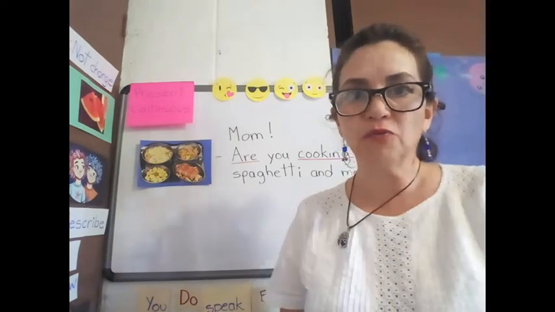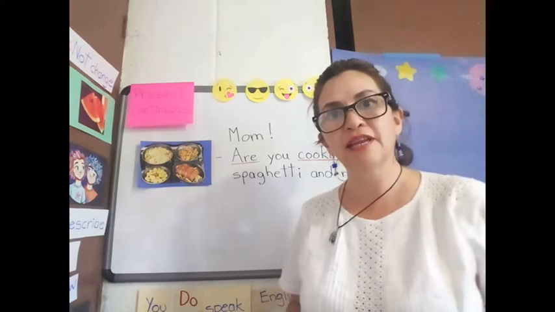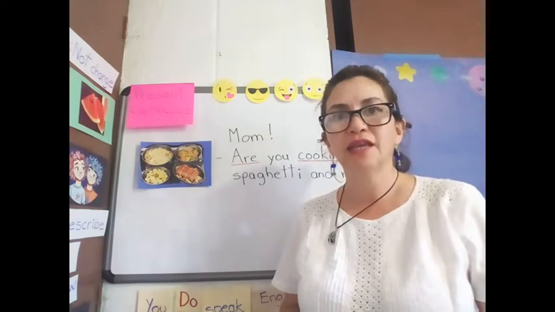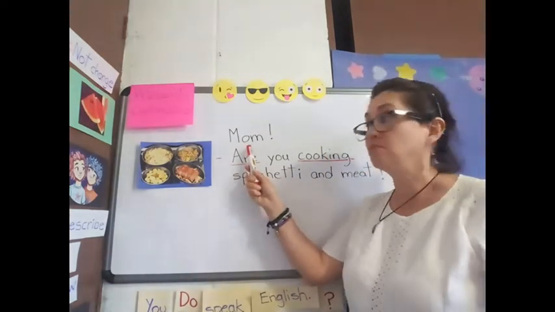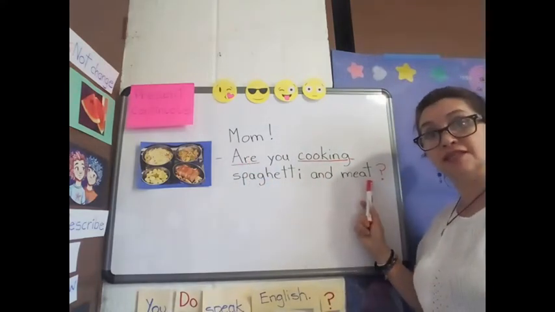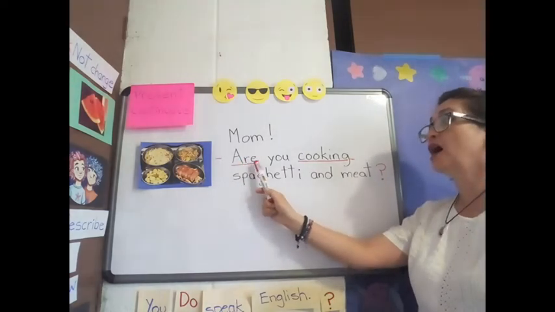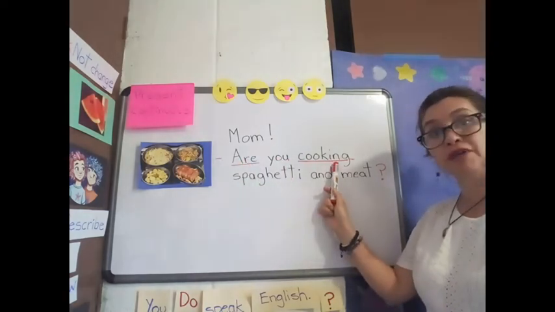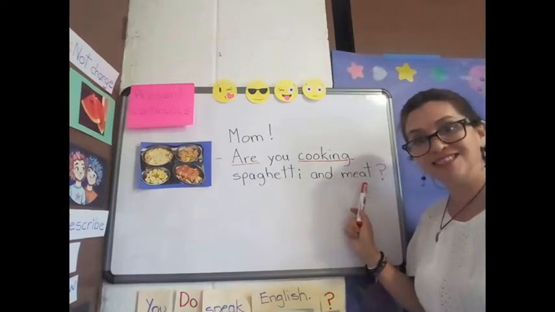Now let's see one more sentence in question form. Remember the sentence that I said, my mom is cooking delicious food. My mom is cooking spaghetti and meat. Now let's make this into a question. Mom, are you cooking spaghetti and meat? First, the verb to be, are. Are you cooking? Verb ing. Are you cooking spaghetti and meat?